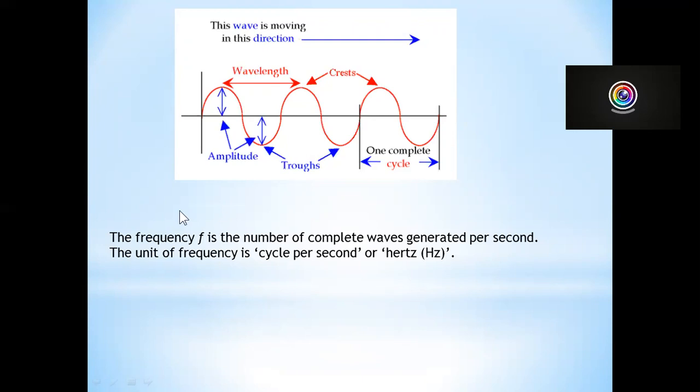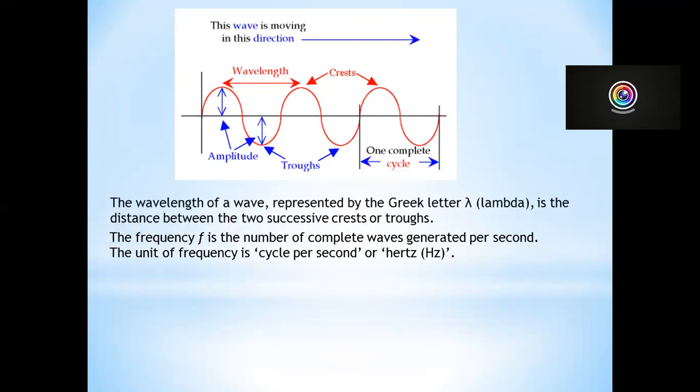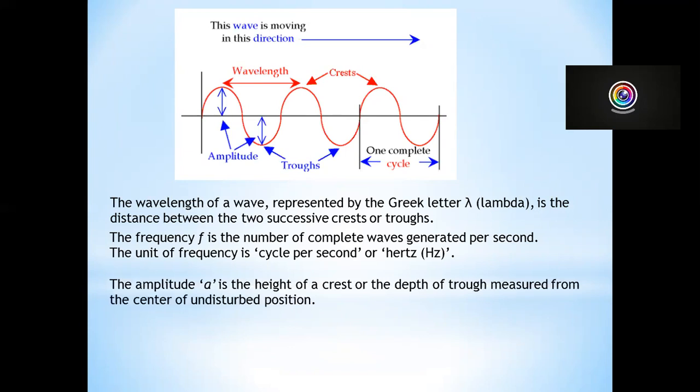So the frequency is the number of complete waves generated per second. The unit of frequency is cycles per second, and it's also measured in hertz. And the wavelength of a wave, represented by the Greek letter lambda, is the distance between two successive crests or troughs. And the amplitude, represented by the letter A, is the height of a crest or the depth of a trough measured from the center of the undisturbed position.